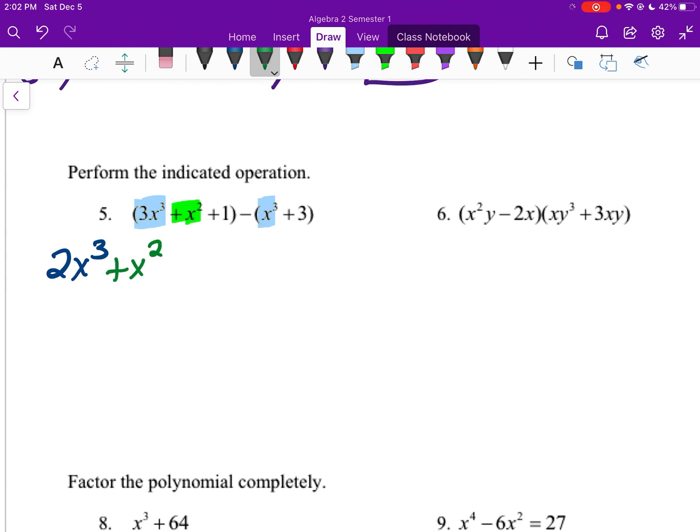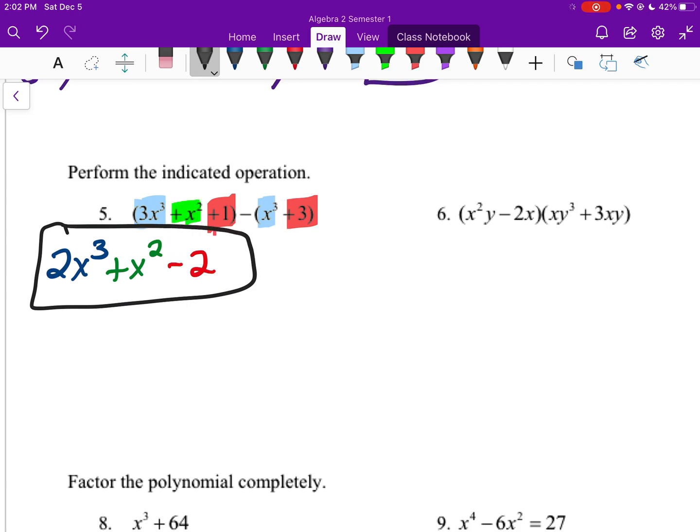So then I'm going to look for my linear terms, the x's. I don't have anything there, so I'm not going to worry about my linear terms. And then finally, our constant terms. We've got 1 minus 3, which will give us negative 2. So our answer is 2x cubed plus x squared minus 2.